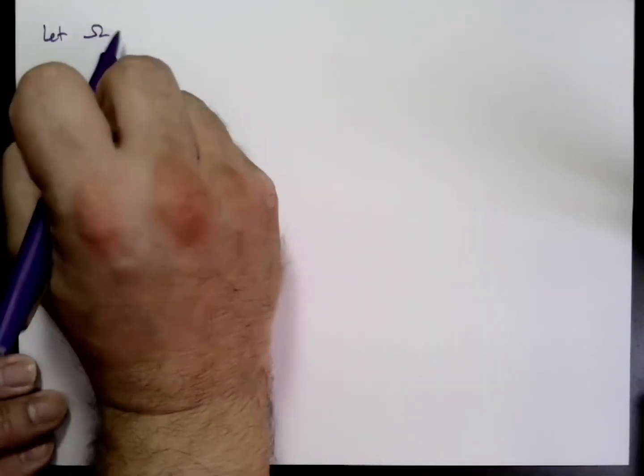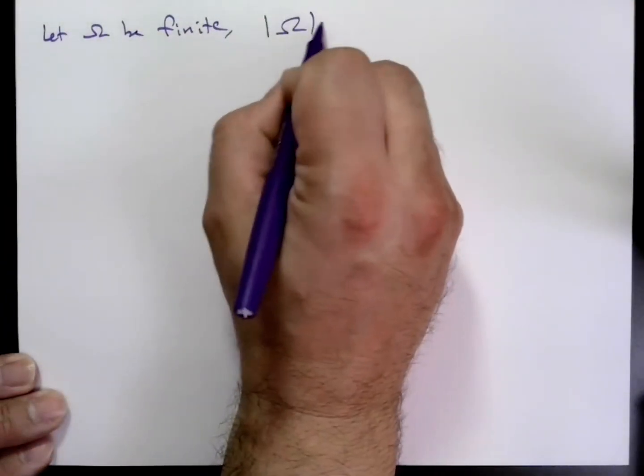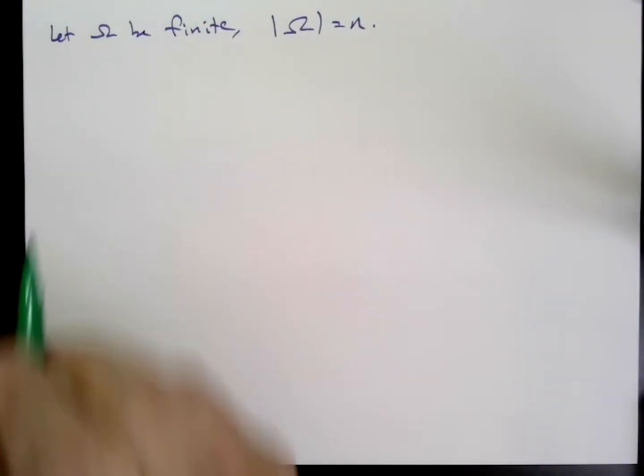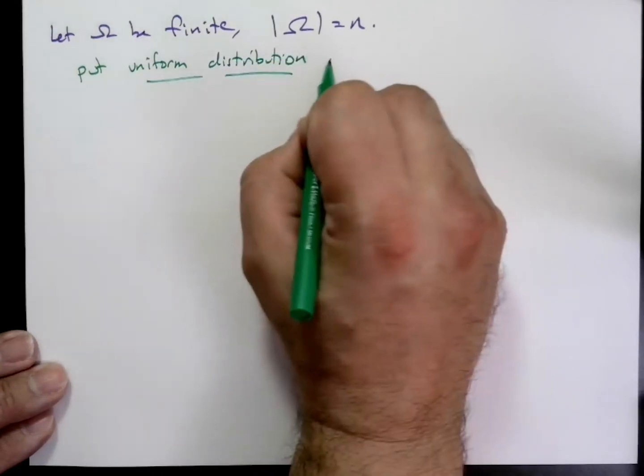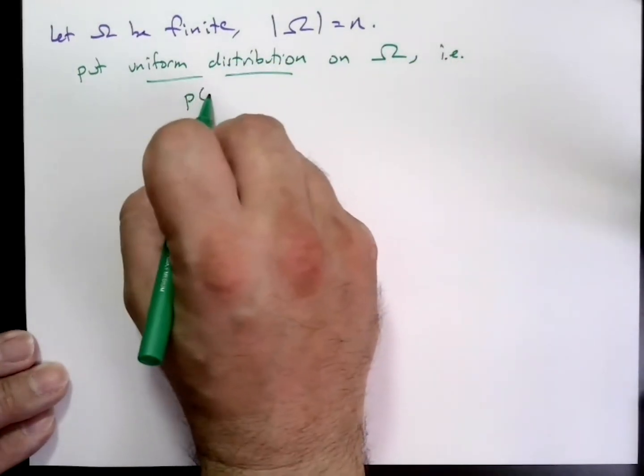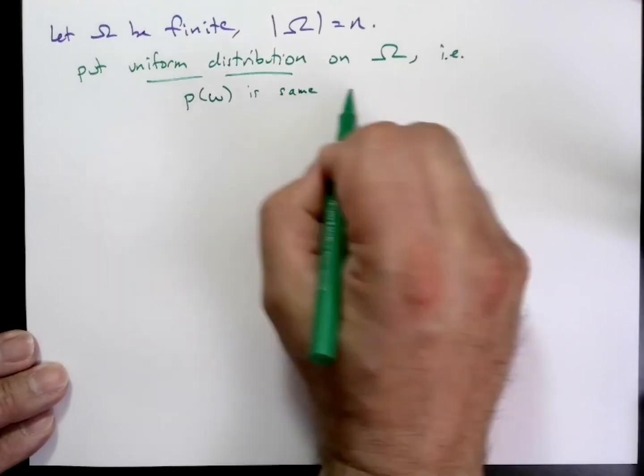Let's assume that we have a finite sample space. So omega is finite, and let's say it has size n. We can always put the uniform distribution on omega, specifically saying that we pick p of little omega to be the same for all little omega, basically a constant function.